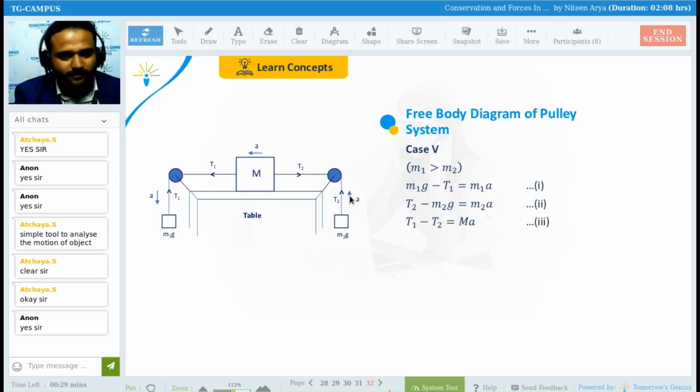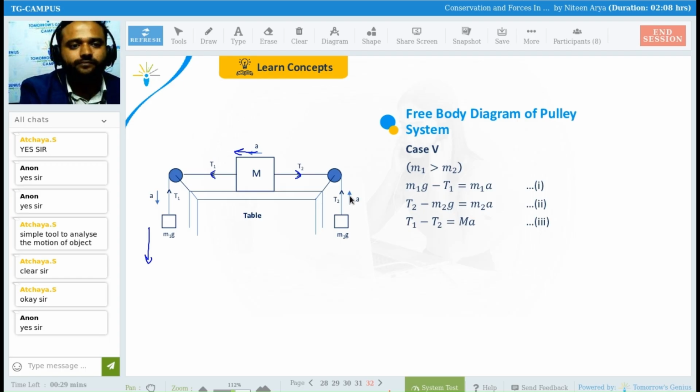Okay, case 5: if I attach a capital mass M with these two small masses m1 and m2. The capital box is moving in this way, so tension T1 is in this way and tension T2 is in this way. Obviously, if m1 is larger than m2, the net acceleration is going to be in this direction. Clear? Because this is the heavy mass and it is greater than m2, so it is going downward and the other is going upward. So m1 is greater than m2.